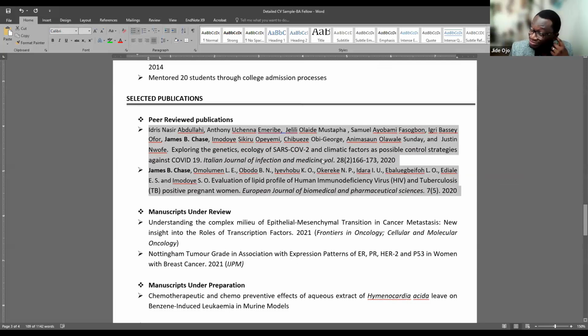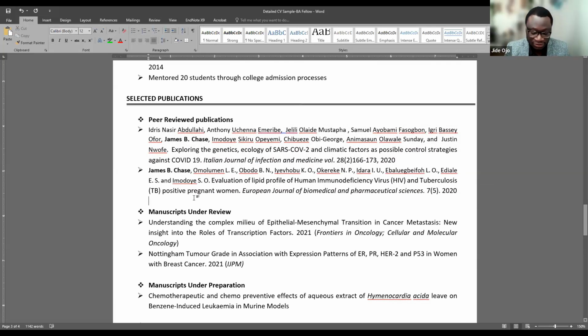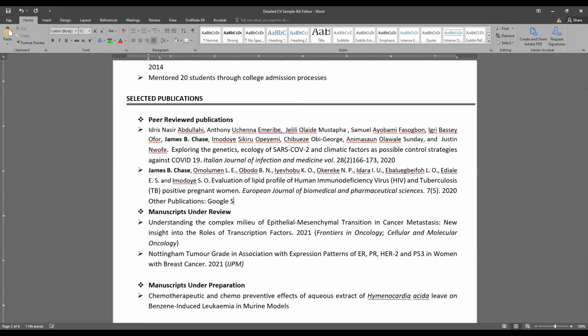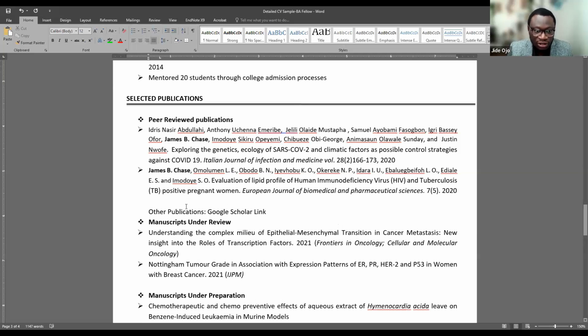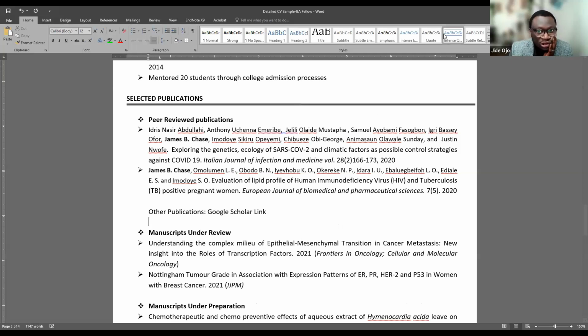So let's say 4 of them are very relevant to it. So just list the 4 here. Then you can now put the Google Scholar link also, and you can say other publications, and you put the Google Scholar link, or PubMed link, whatever. So you just handpick, and professors do that all the time. So you can do that in this case.